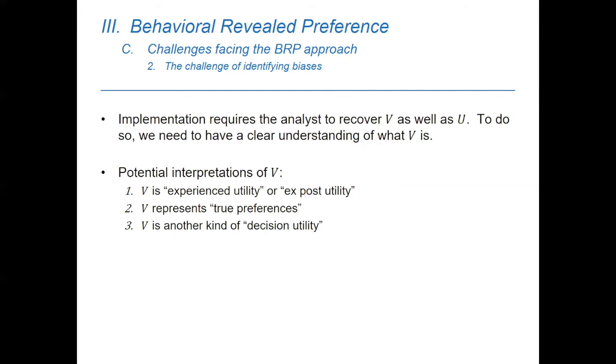And there are several potential interpretations of V. One interpretation that you sometimes hear is that V is experienced utility, or you could say ex post utility. The second is that V represents true preferences, whatever those are. And the third, which may be the least obvious, but I'm going to argue that it's the most theoretically compelling, is that V is another kind of decision utility. So let me go through each one of these.